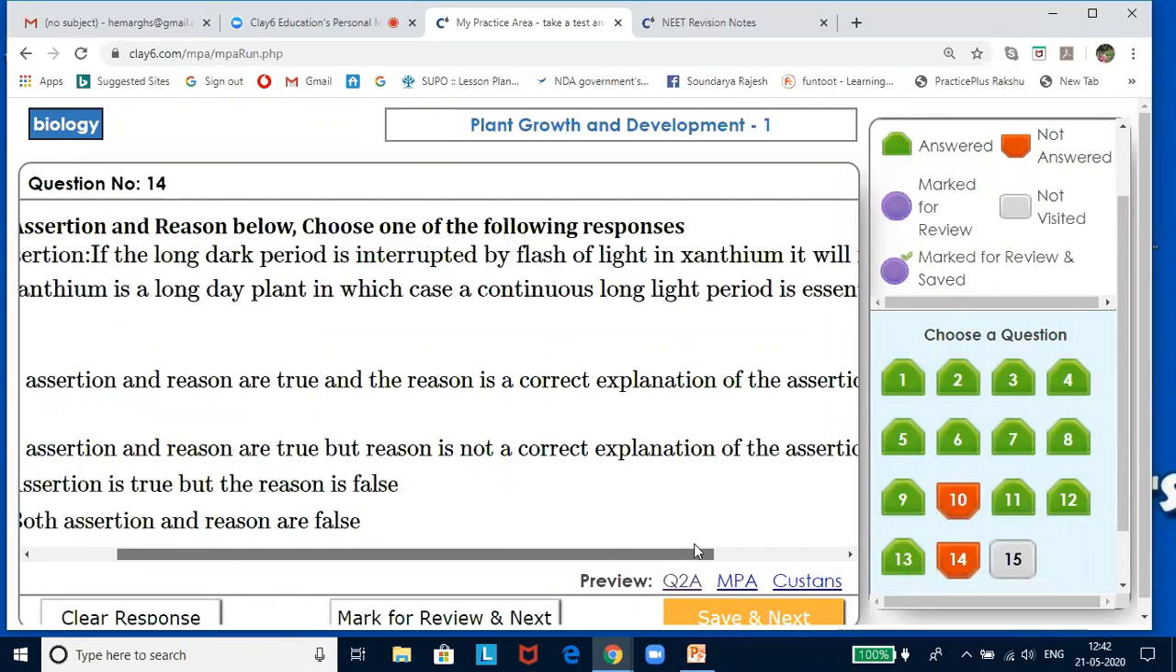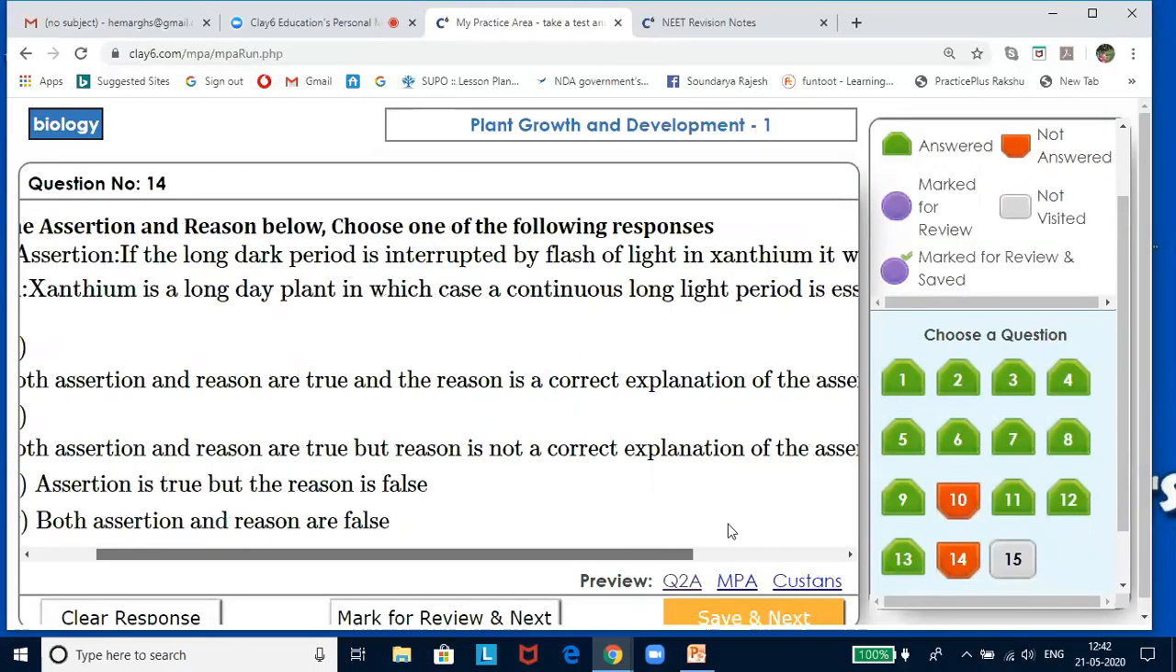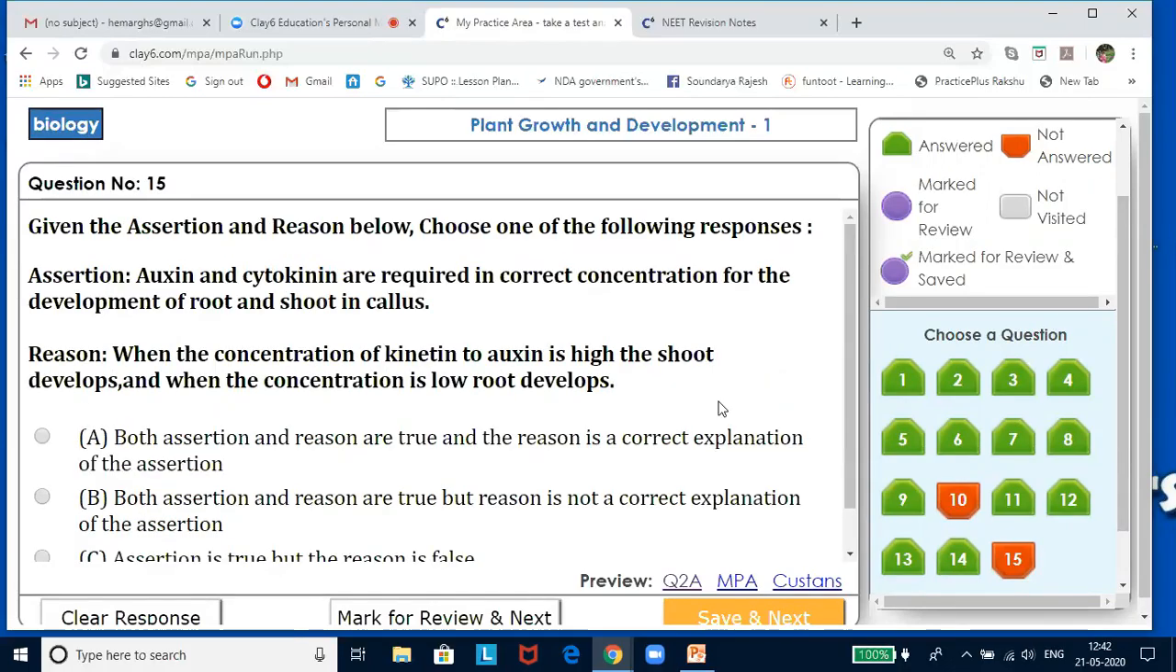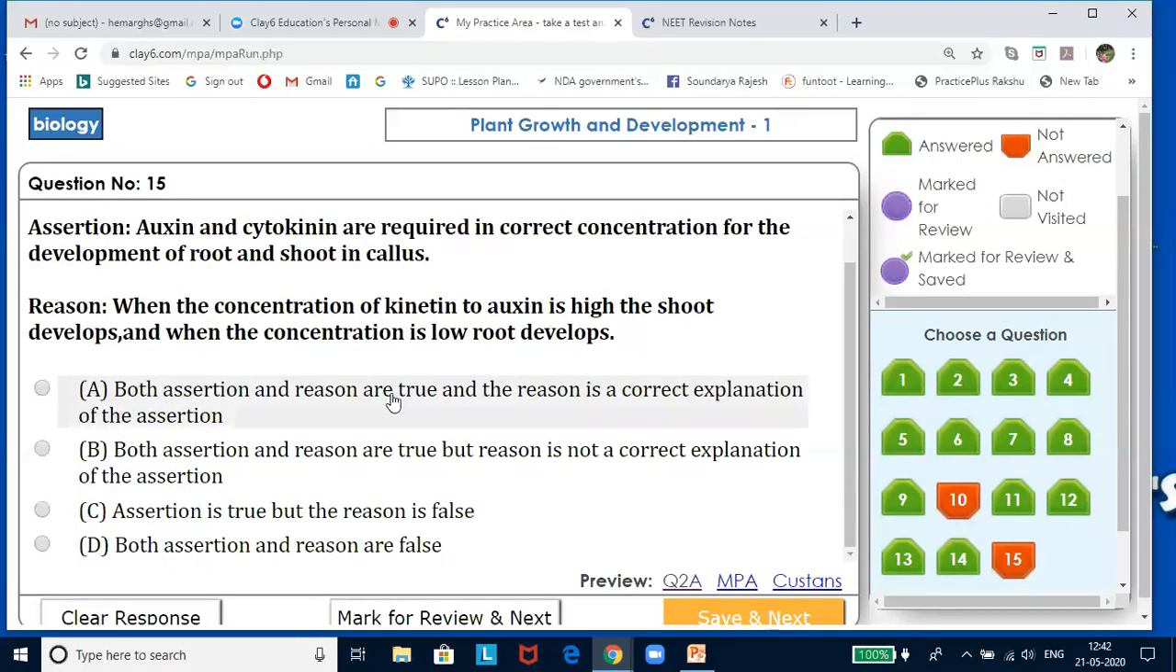Auxin and cytokinins are required in the correct concentration for the development of root and shoot in callus. If the concentration of auxin is high, roots develop, and when the concentration is low, shoots develop. So both assertion and reason are true, and the reason is the correct explanation of the assertion.